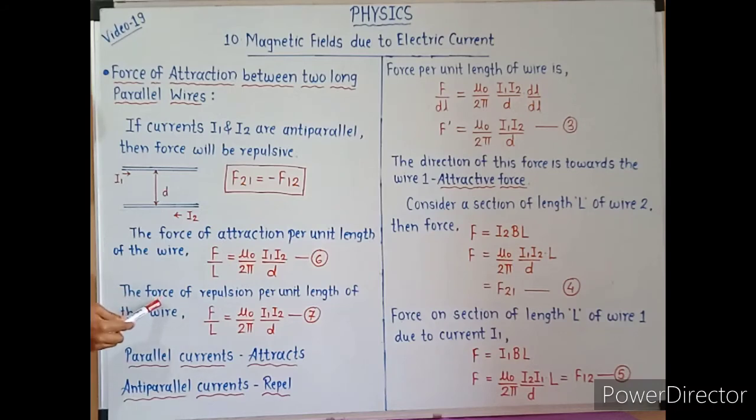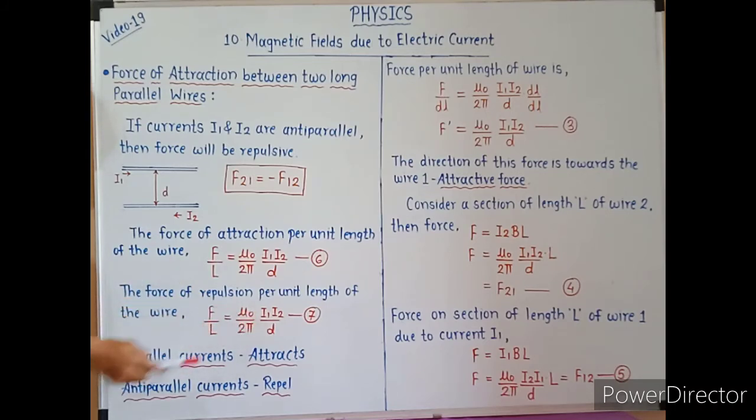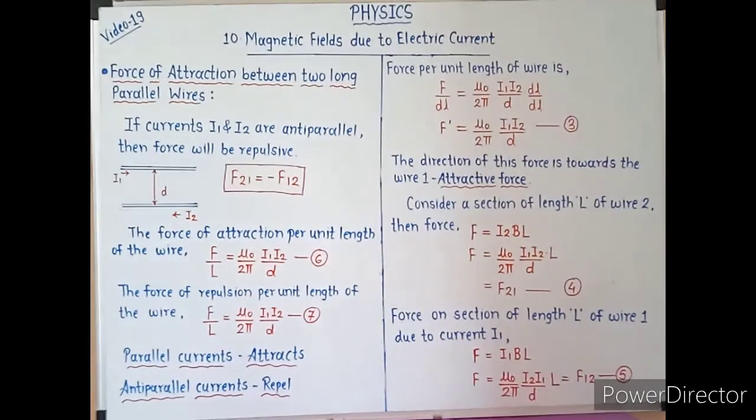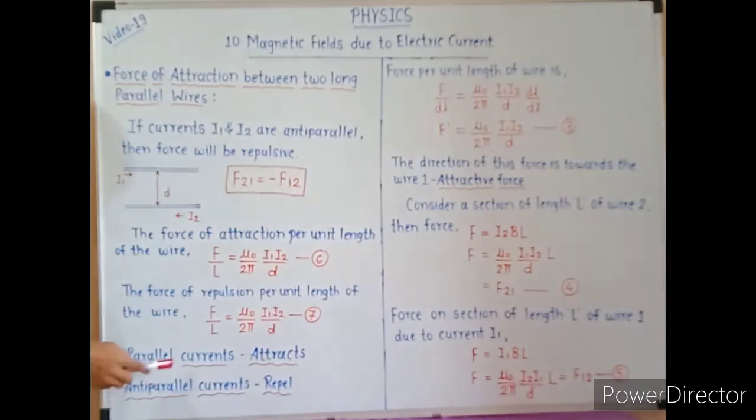Similarly, the magnitude of the force of repulsion per unit length of the wire is F by L is equal to mu 0 upon 2 pi I1 I2 upon D, and this is your equation number 7. So we can summarize: parallel currents attract each other and anti-parallel currents repel each other.